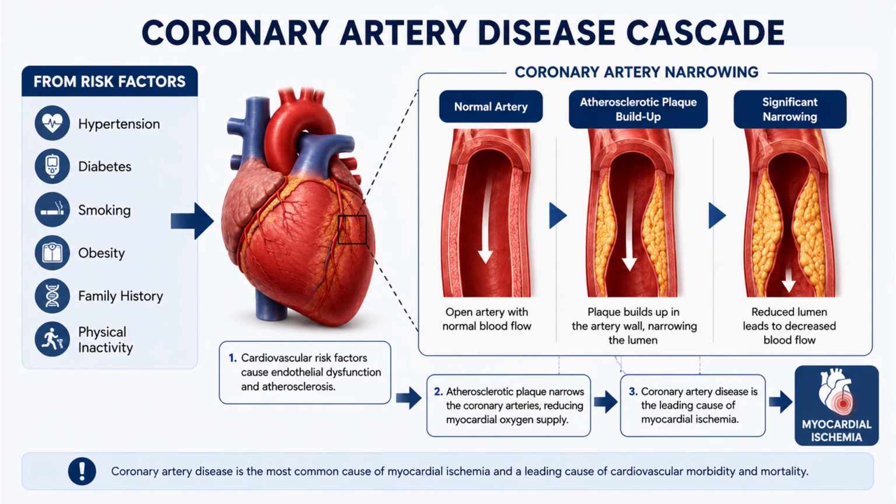If a plaque ruptures and a thrombus forms, blood flow may become partially or completely blocked, resulting in acute coronary syndrome, including unstable angina, non-STEMI or STEMI. Let's examine each of these conditions and see how they fit into the overall disease cascade.